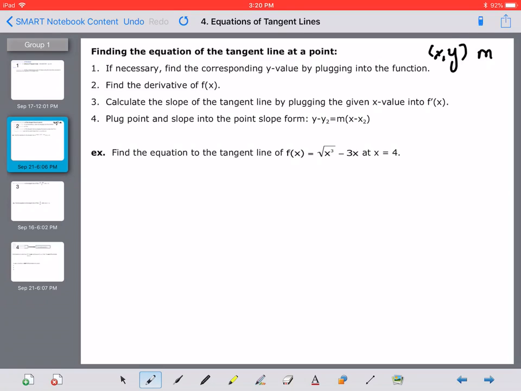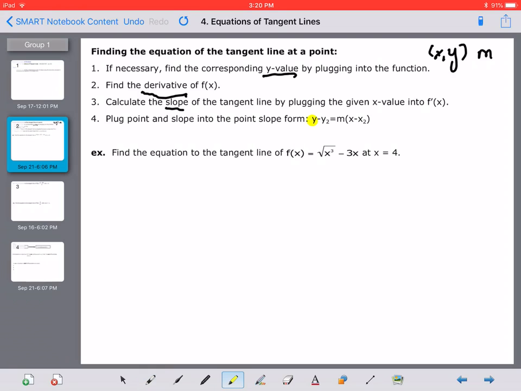The first thing we're going to do is to figure out the y value. So find the y value. We get slope by looking at the derivative. So that's what we're going to do, find the derivative second. And then we're going to actually find the slope by plugging in to our derivative, and then the equation.